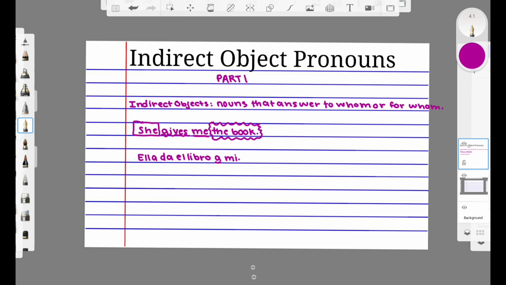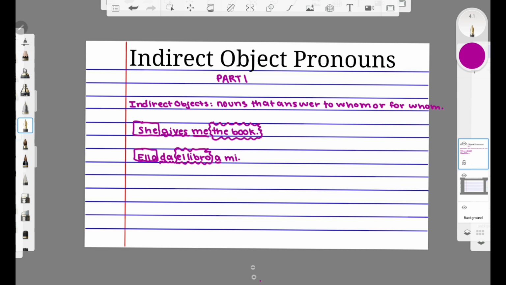But since we're just looking at examples and learning how to identify indirect objects, we can still use these. Ella da el libro a mí. So we have our subject, ella, because our verb is da. It's conjugated from dar, which means to give. El libro is the book. It's the direct object.